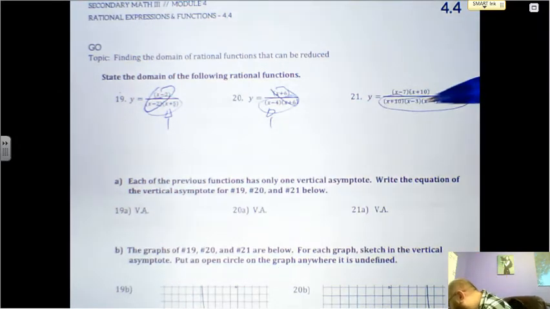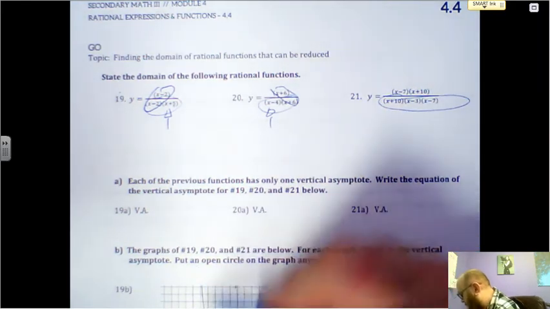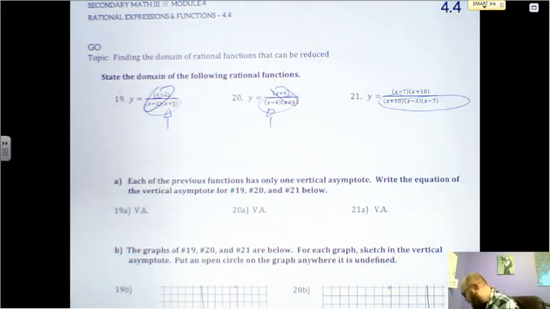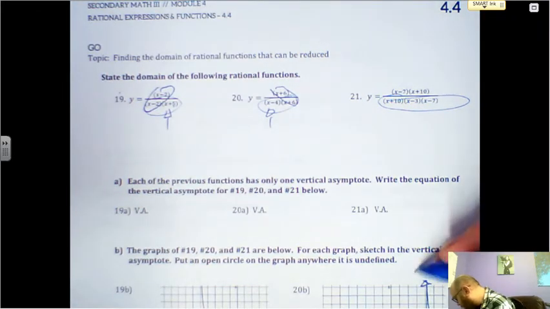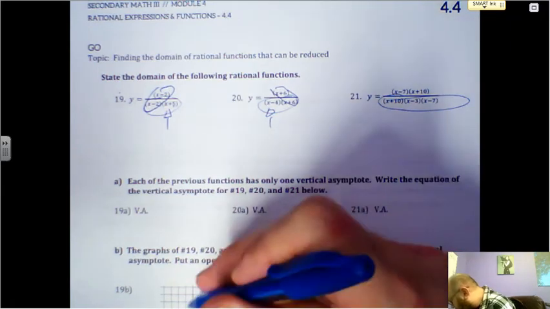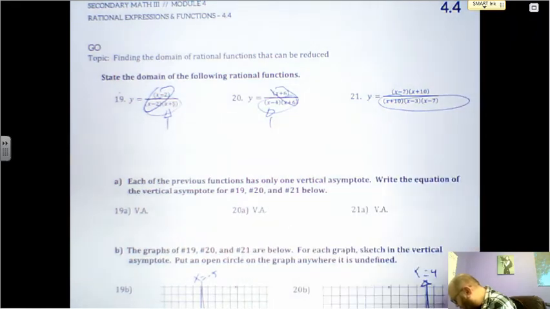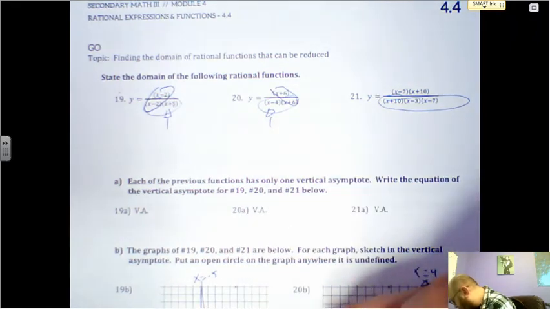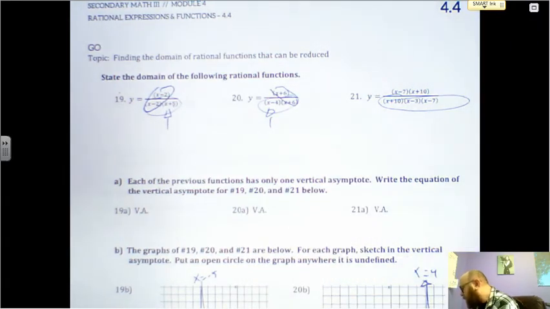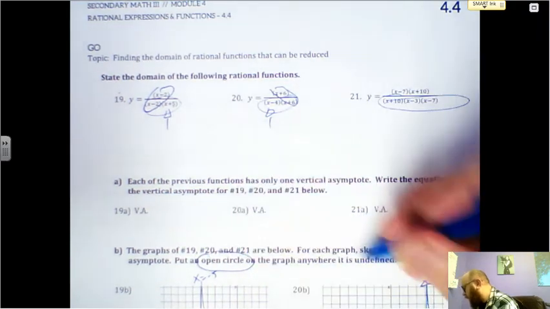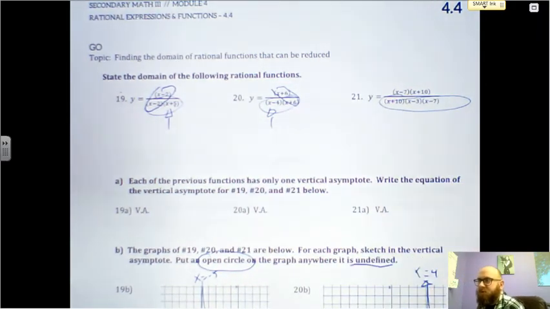Now, one of the things about this is we only get the asymptotes here, right? We only see the asymptotes. So we see here is the vertical asymptote at x equals 4. Here is the vertical asymptote at x equals negative 5. And here's the vertical asymptote at x equals 3. But it wants us to put an open circle anywhere it is undefined. We want to put an open circle on the holes.